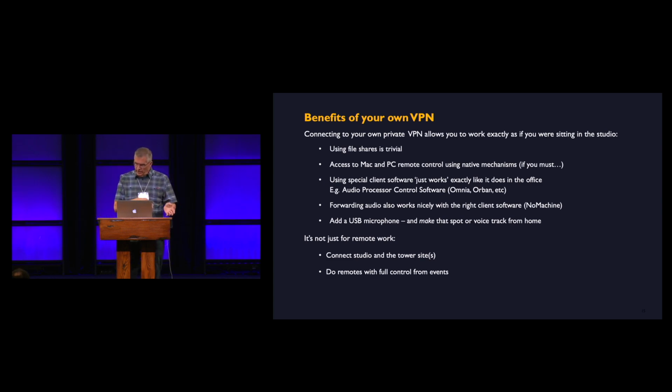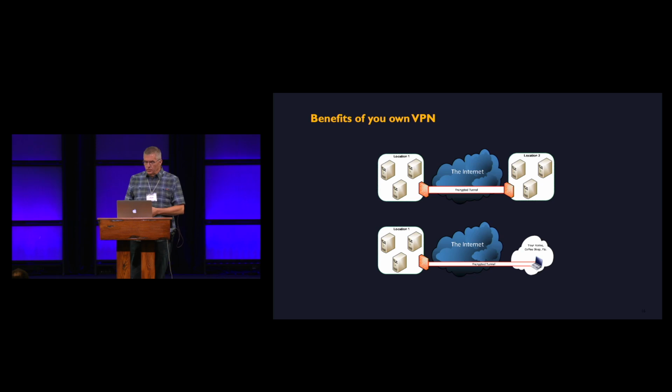As I said, it's for connecting the studio and the tower together. And you can do remotes from events this way. And there's actually some very special advantages you get when you're doing remotes from somewhere. And so for the visual learners in the room, this is what I'm talking about: either we have two firewalls talking to each other, or we have a firewall back at our studio and we're connecting to it from the coffee shop, the event, or whatever it is we're doing. Okay, so this is what we're talking about here.